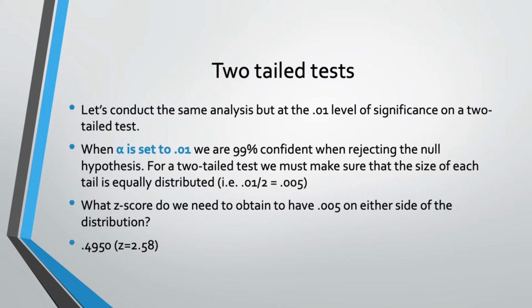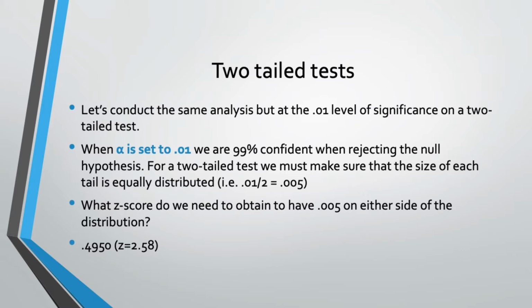So instead of being 95% confident in these results, we're going to crank that up to 99% confident. And we're also going to be testing this on both tails of the distribution. So when alpha is set to 0.01, we are 99% confident when rejecting the null hypothesis.